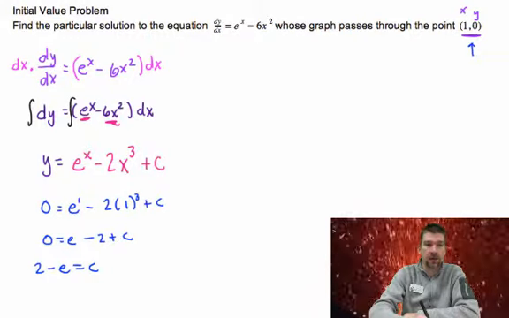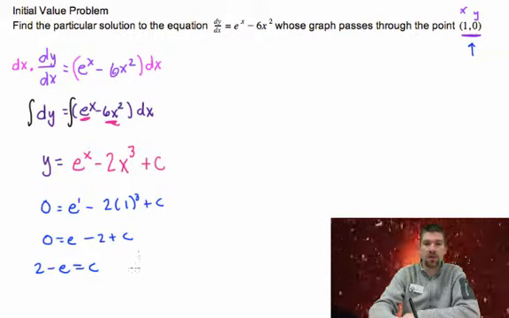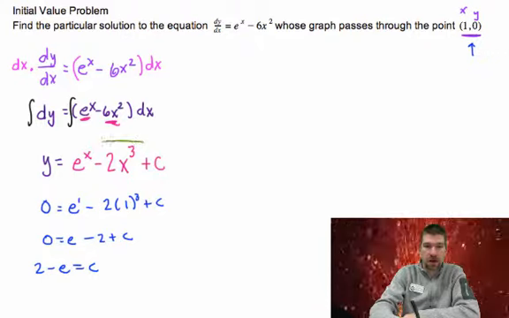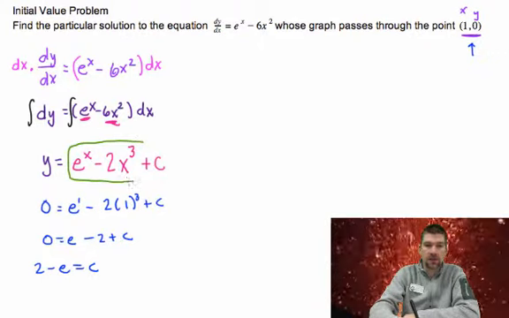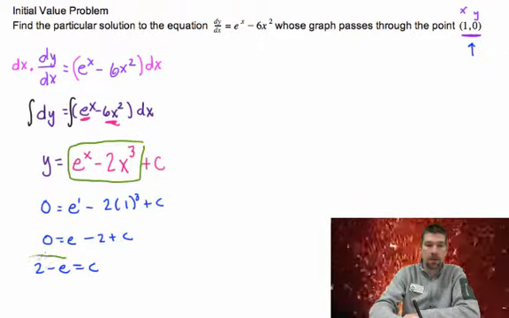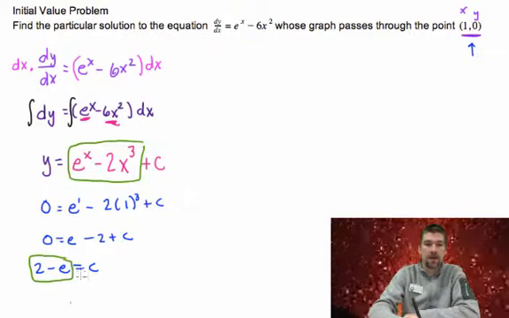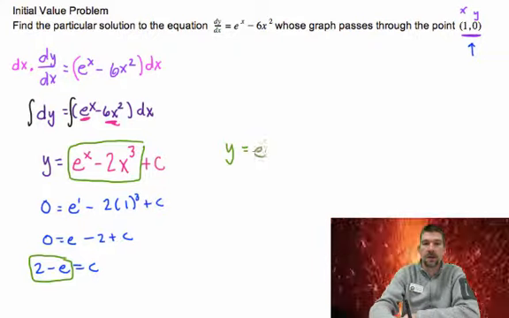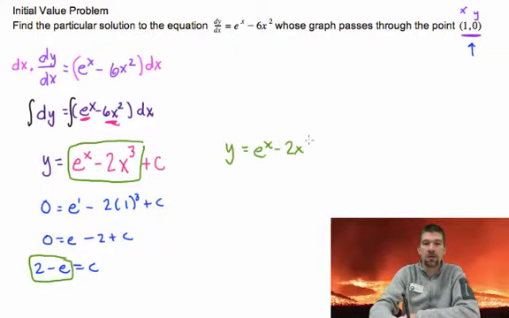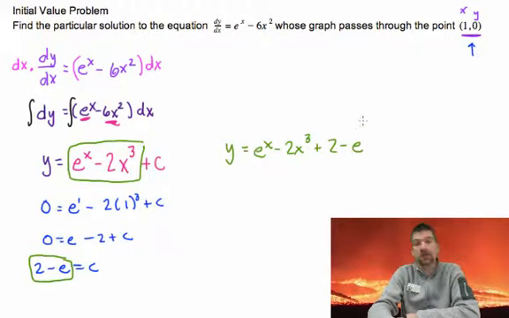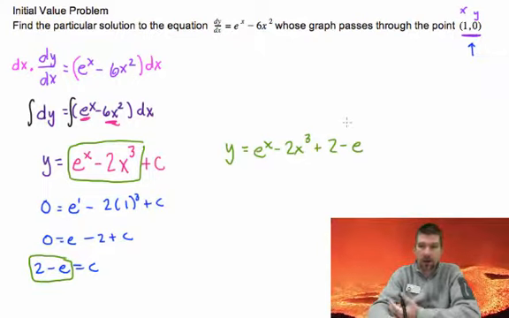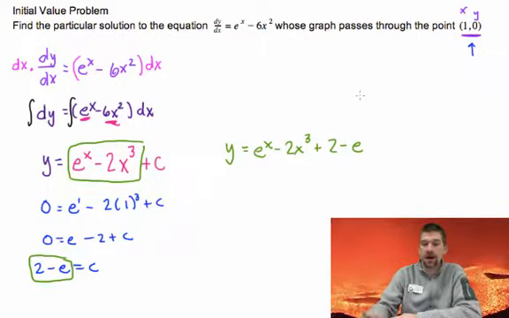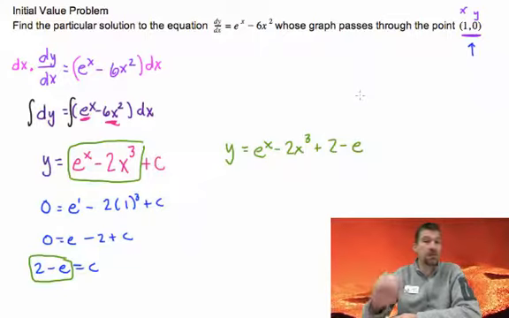And so our final answer for this particular problem would be this function right here, e to the x minus 2x cubed, plus that constant right there. So we would say that y equals e to the x minus 2x cubed plus 2 minus e. And that would be the equation, and that's an okay answer to have. There's nothing wrong with that at all. So there you go. That's an initial value problem where you solve a differential equation through a specific point.